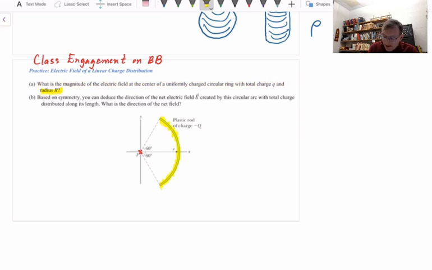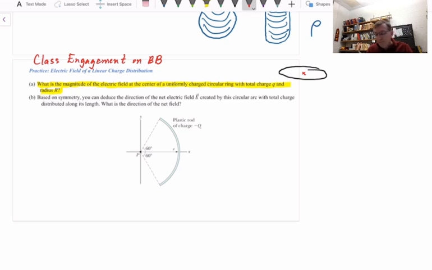I was looking at the picture and I should not have been for part A. Let me try to say it again for part A. What is the magnitude of the electric field at the center of a uniformly charged circular ring with total charge Q and radius R? Just an actual ring, full-blown ring, like that. And we want to know the magnitude of the total electric field right at the very center. Hint, you can use the answer we just derived. Just got to apply it to the point I just marked with the red X. Hopefully that's clear now.